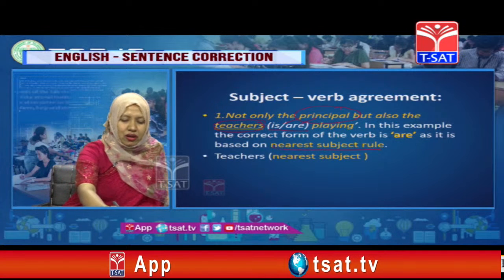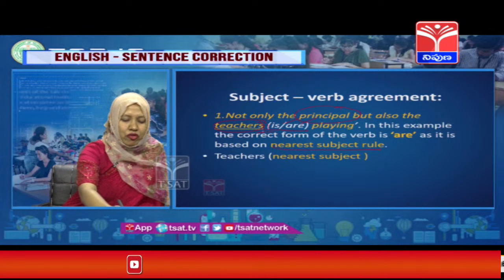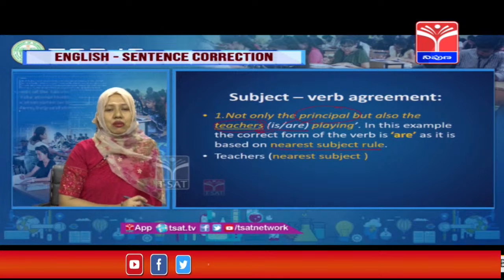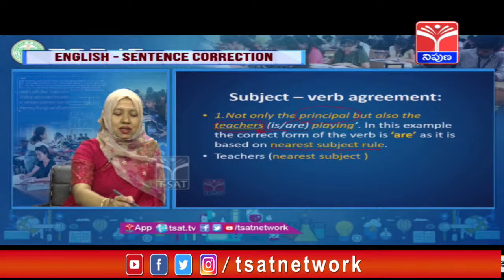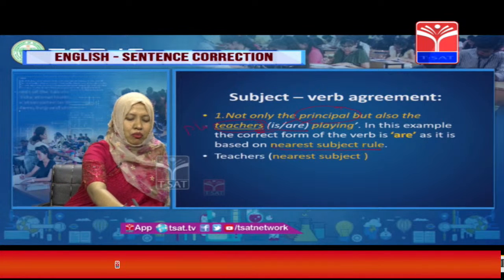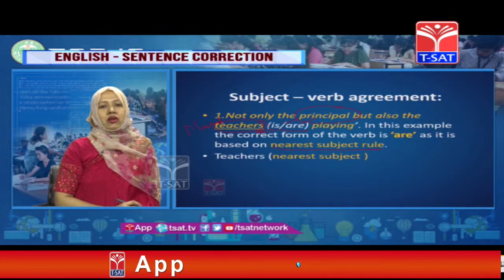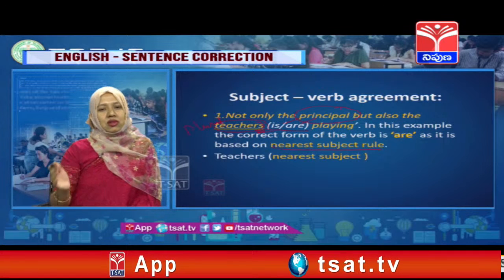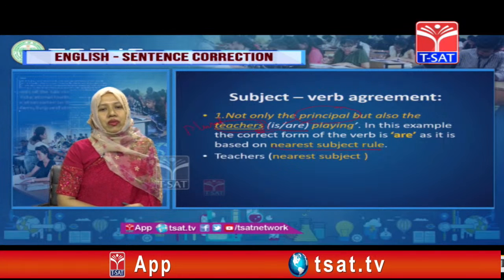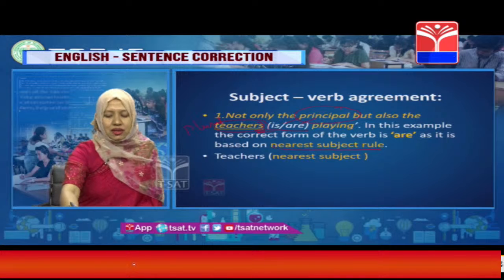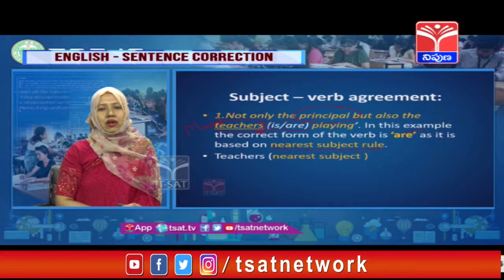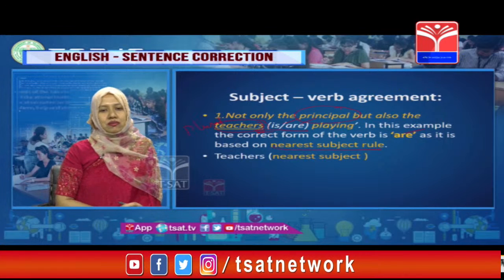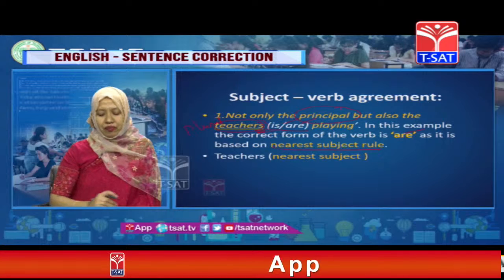So how will you fill? You should see just before the blank which subject is used. What is the subject here? Teachers. Teachers is in which form? Plural form. So we should use plural verb. The correct verb is are. Not only the principal but also the teachers are playing. We should not use is. This is one example.